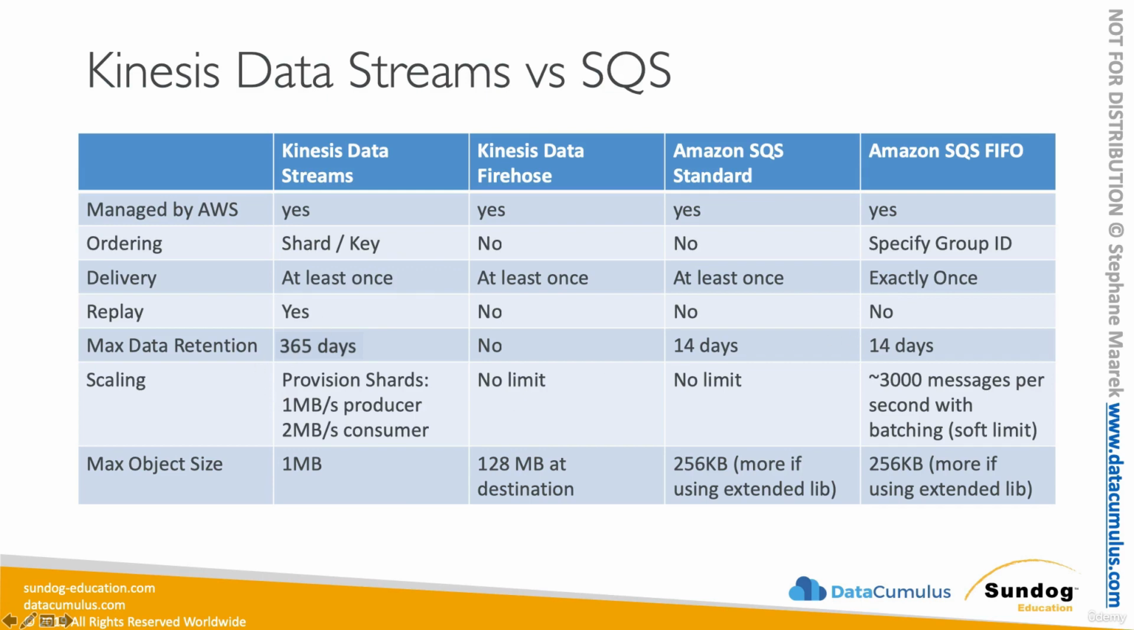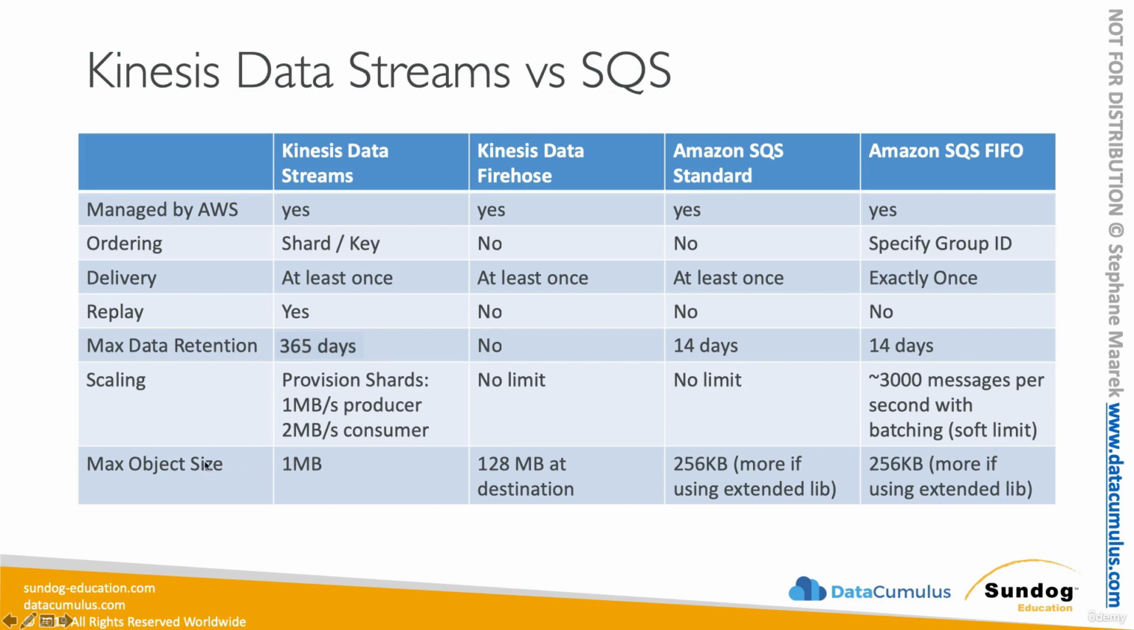The maximum data retention is 365 days for data streams, between 1 day and 1 year. Data Firehose does not have any data retention because it's used to deliver data. And SQS can have up to 14 days to retain your data. In terms of scaling, well, you get 1 megabyte per second for producer, 2 megabyte per second for consumer, enhanced fan out or not. And then for Firehose, you have no scaling needed. It will scale for you. SQS as well. And if you use SQS FIFO, you have 3,000 messages per second with batching, which is a soft limit. You could increase that if you wanted to.